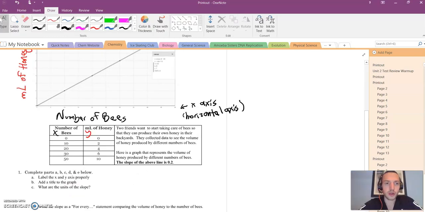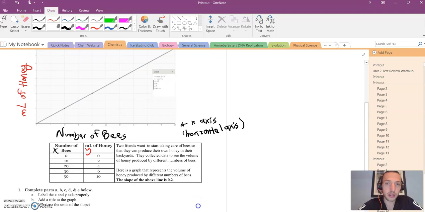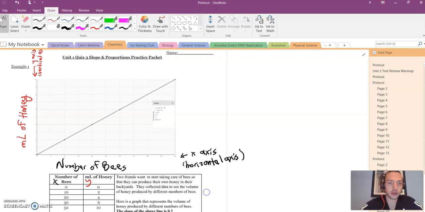So question 1A says, label the X and Y axis properly. To review our previous video, if you look at the data table, the left column is going to go on your x-axis, the right column is going to go on your y-axis. I am writing the information for the x-axis in black, the information for the y-axis in red. So let's start off with the x-axis.